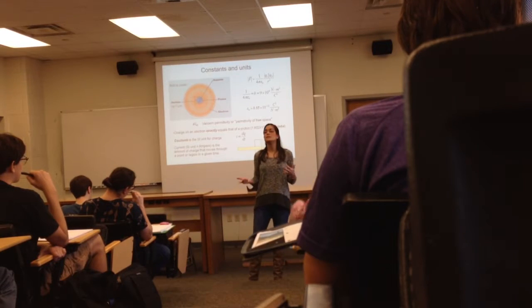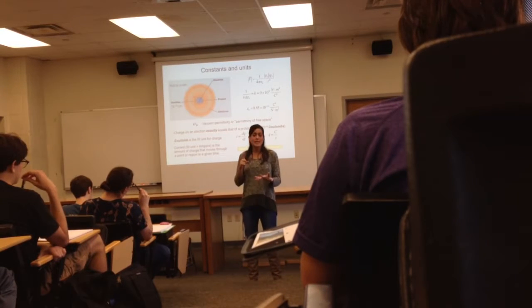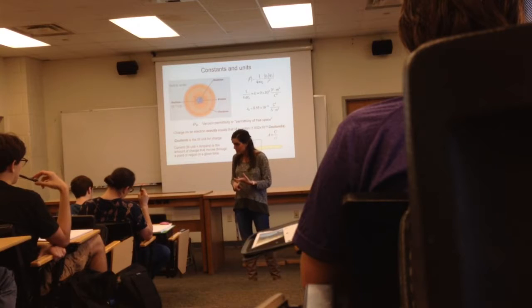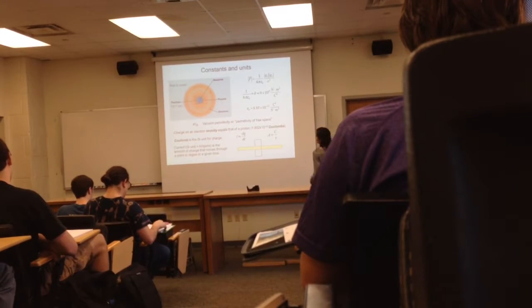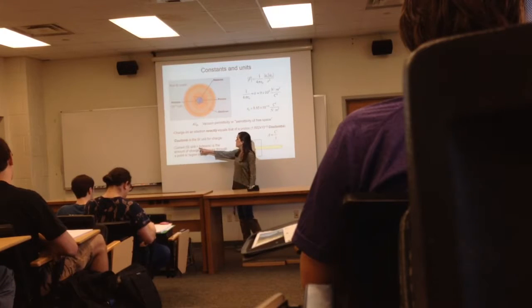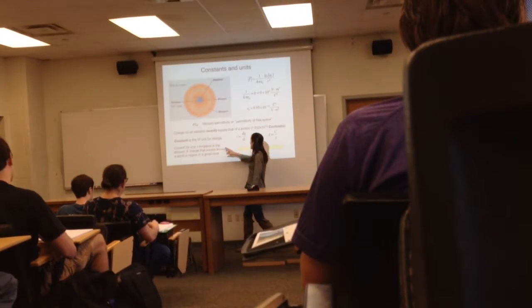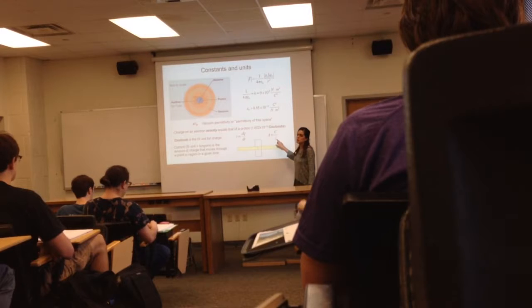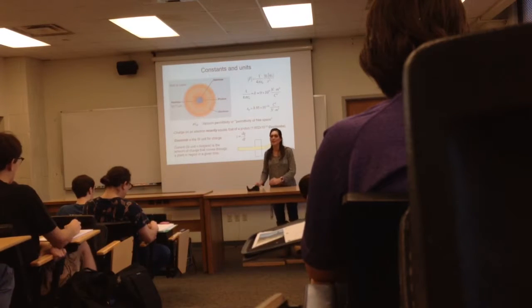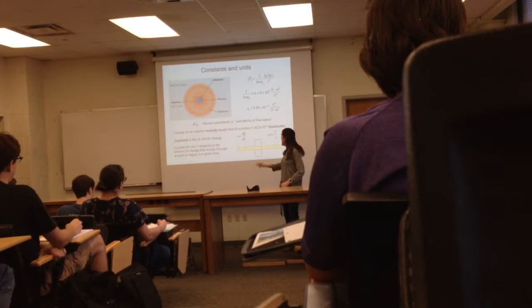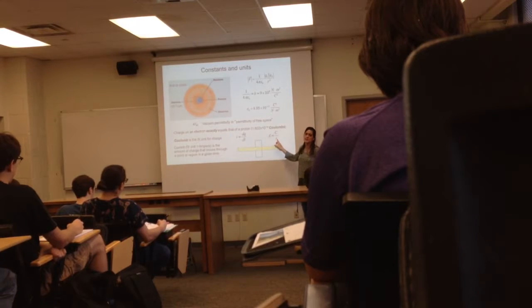So the MKS system stands for meters, kilograms, and seconds. Now you will learn that there's another SI unit. The SI unit is actually the ampere. The ampere is coulombs per second. Why is the coulomb not a base SI unit? It's a derived SI unit when you multiply amperes times seconds.